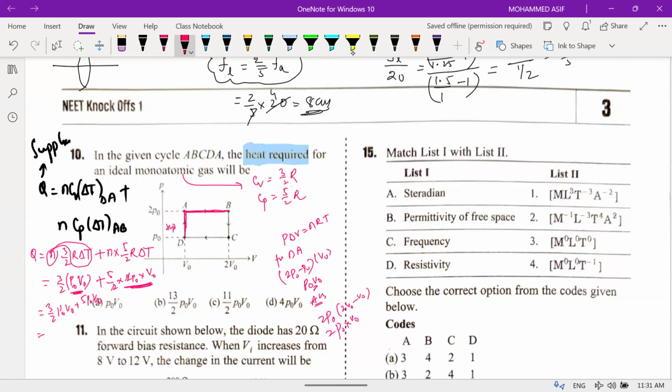The 2 and 2 will get cancelled. 3 by 2 P naught V naught plus 5 times P naught V naught. So how much am I getting? 3 by 2 plus 5, into P naught V naught. 5 times 3 is 15, 15 minus 2, this will be 13. 13 divided by 2 into P naught V naught. That will be the answer, B. Done?